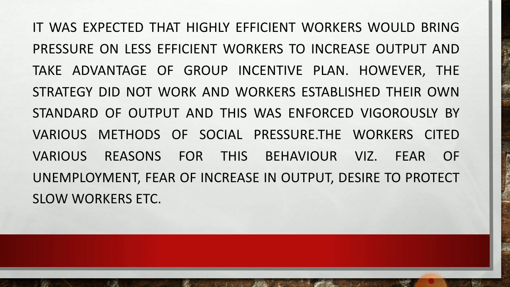The strategy failed, and it was noted that the workers were making their own standard instead of comparing. This was enforced vigorously by various methods of social pressure. The workers cited various reasons for this behavior, such as fear of unemployment, fear of an increase in output, a desire to protect slow workers, and many more reasons. This experiment shows that the workers make their own standard instead of comparing with other workers.